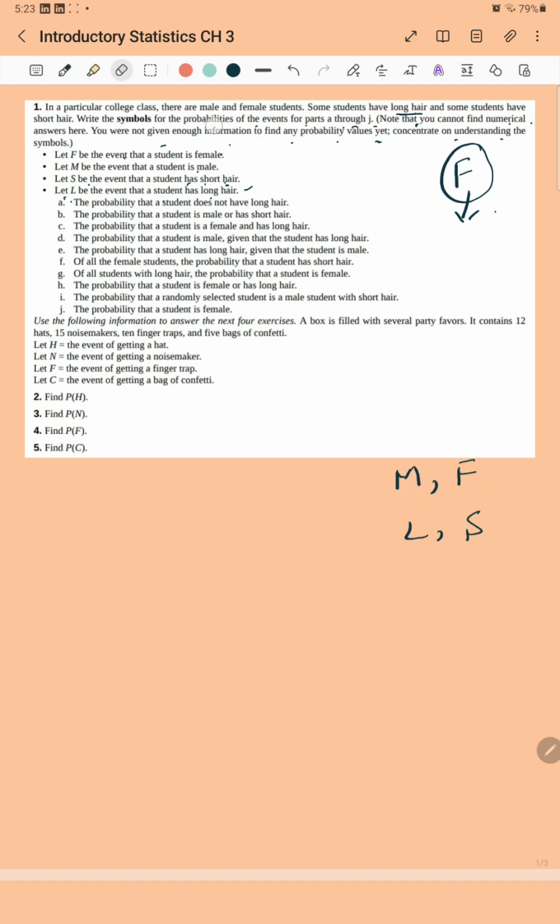So first of all, in this question there is a class in which there are male students and female students. Some have long hairs, some have short hairs. We let F be the event for female, M for male, S for short hairs, and L for long hairs. Now we are going to solve the parts from A to J. We are not able to give any numerical answers for these questions. Question A says: the probability that a student does not have long hairs.